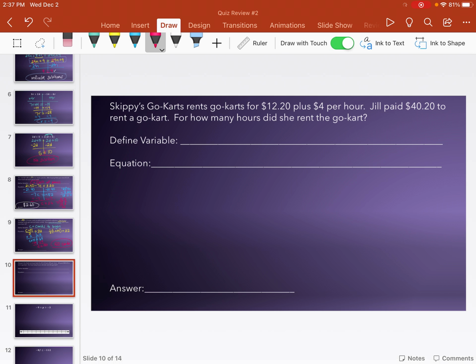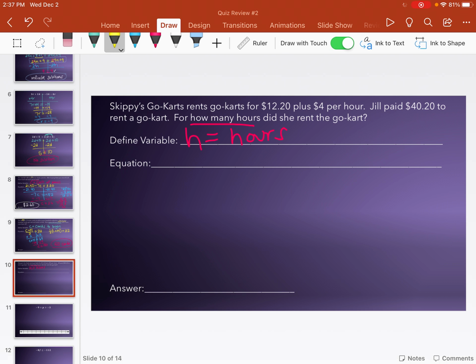All right, Skippy's Go-Karts rents go-karts for $12.20 plus $4 per hour. Jill paid $40.20 to rent a go-kart. For how many hours did she rent the go-kart? So here's my question, how many hours? So H for hours, or hours rented, something like that.